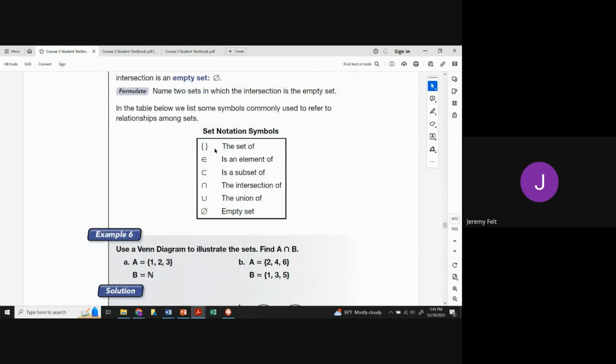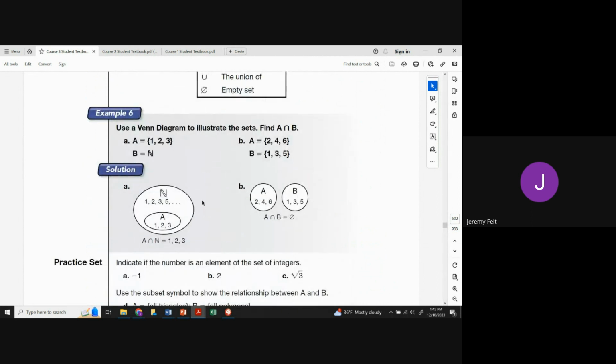Okay, there's a breakdown of the symbols. The element symbol, that trident or whatever, that E-looking thing. Subset, it kind of looks like a C. N, intersection. U, union. And then this symbol for an empty set.